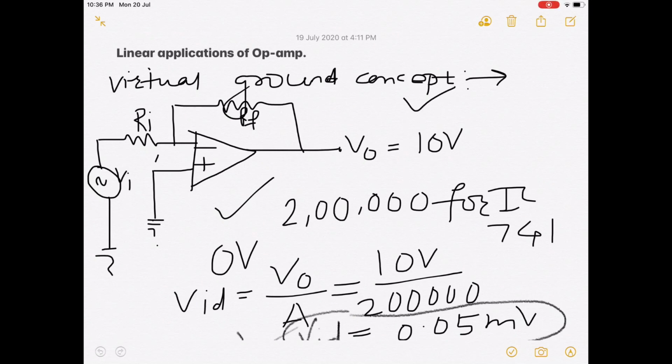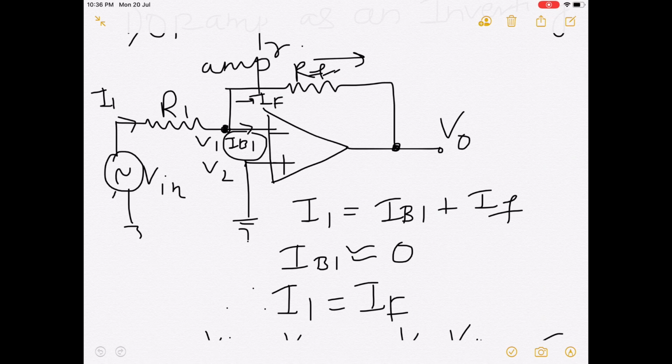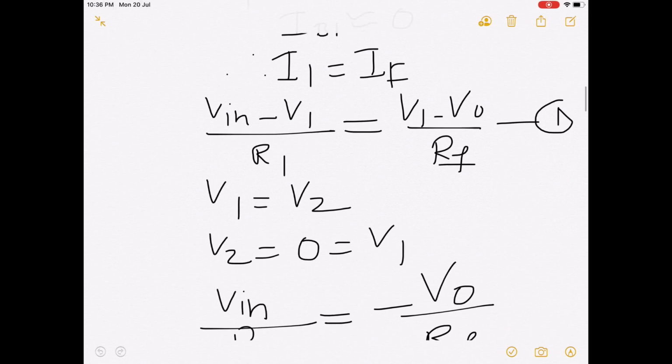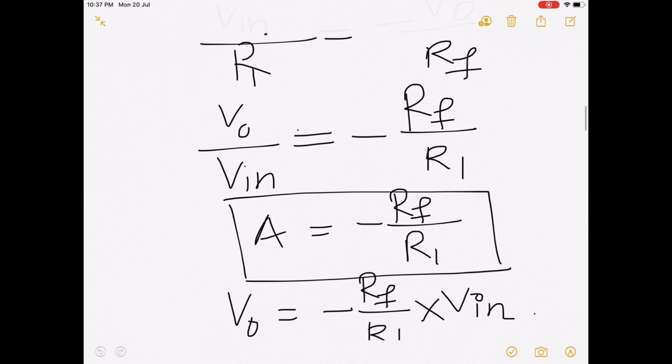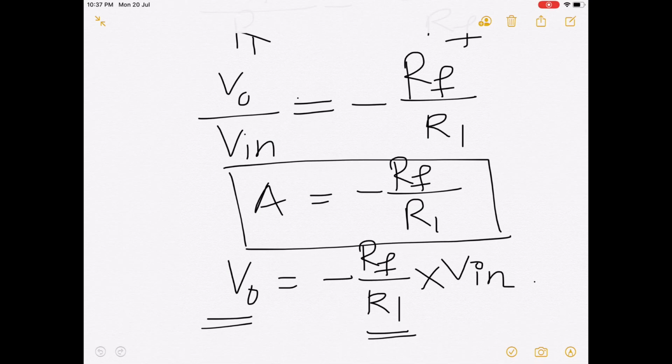Hello everyone. In lecture number 6, we have seen linear applications of op-amp. In that, first we have seen virtual ground concept. Then we have seen op-amp as an inverting amplifier. We have seen analysis of that and calculated the gain of op-amp. So, what is gain? Gain is denoted by A equal to minus Rf by R1.